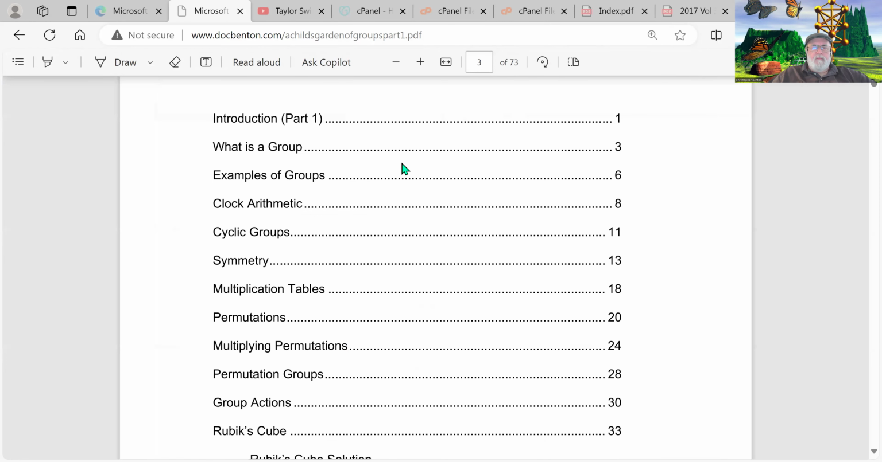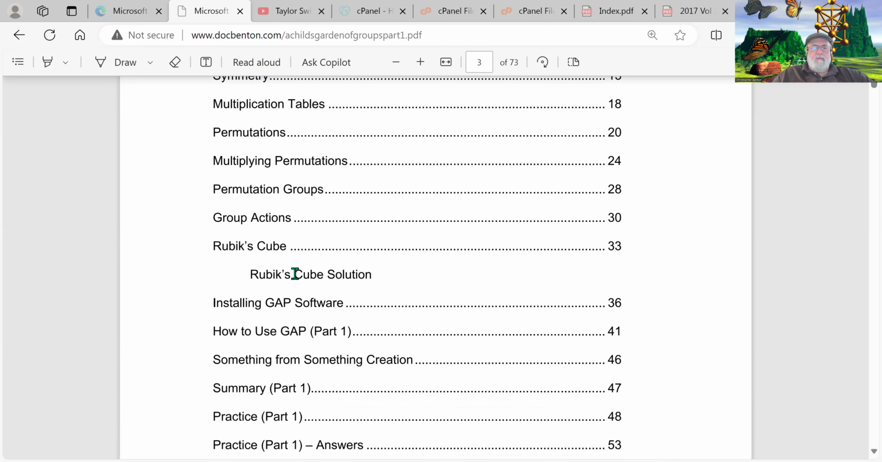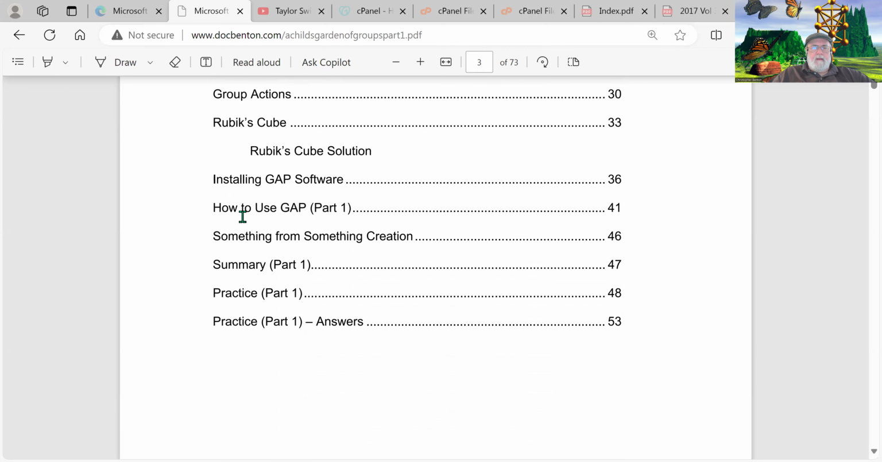And it begins with: what is a group, examples of groups, clock arithmetic, cyclic groups, symmetry, multiplication tables, permutations, multiplying permutations, permutation groups, group actions, Rubik's Cube, installing GAP software. GAP is freeware you can download online. GAP stands for Groups, Algorithms, and Programming. Then how to use GAP Part 1. Every module has something on GAP.